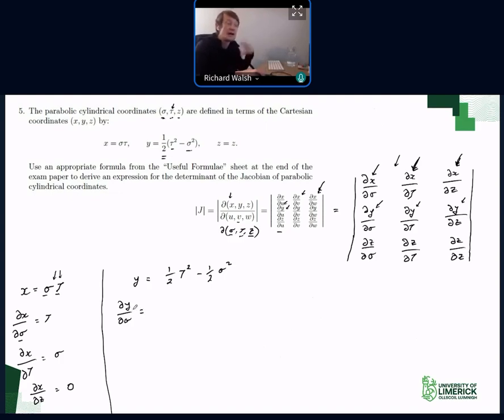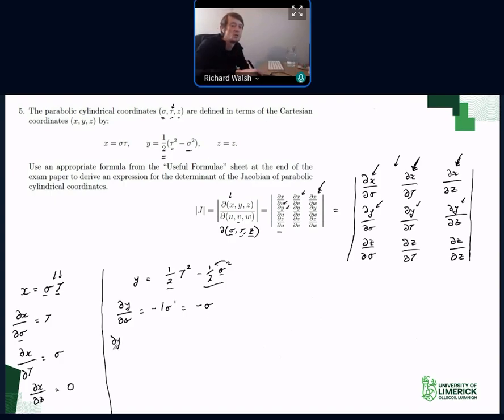So treat any other variable as a constant. So a half times tau squared will differentiate to 0 because I'm treating tau as a constant. Differentiate minus a half sigma squared. So multiply down by my power, gives me minus 1. Half times 2 is 1. And drop the power by 1, I get sigma to the power of 1. So minus sigma will be my partial derivative of y with respect to sigma.